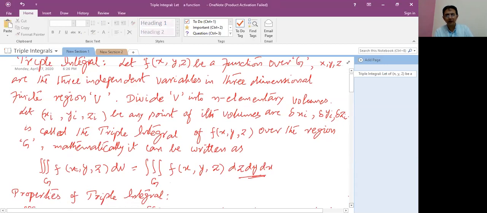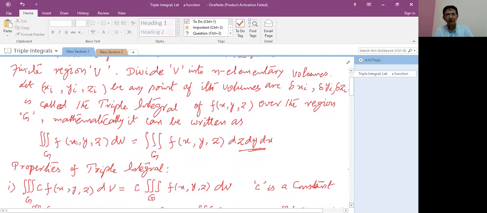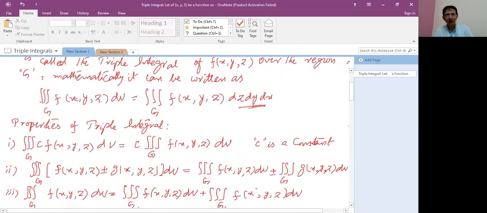After defining the triple integral, what are the properties? There are three basic properties of triple integral. If you have given the function multiplied by any constant number, it is equal to the constant number outside the integral, triple integral over G of f of x, y, z into dv, where c is a constant number.